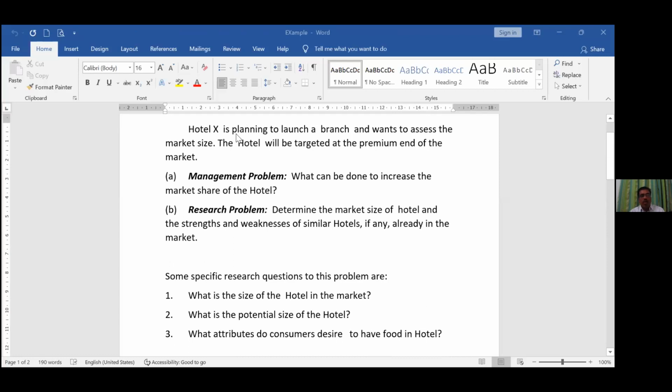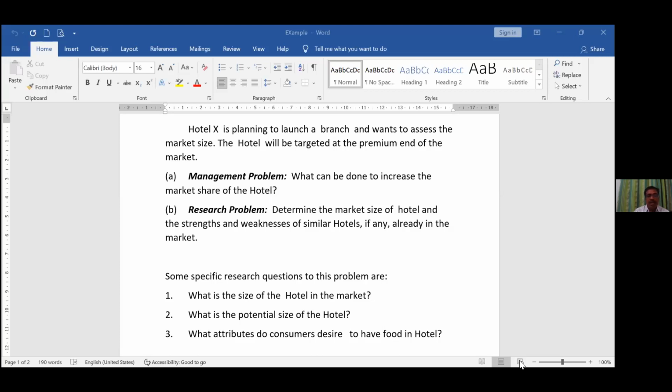Say Portal X is planning to launch a branch and wants to assess the market size. The hotel will be targeted at the premium end of the market. So what is the management problem? What can be done to increase the market share of the hotel? This is the management problem. Let's take any management. They would like to increase the sales.